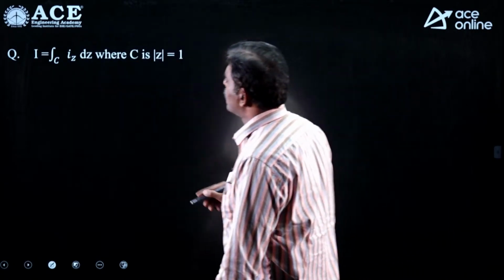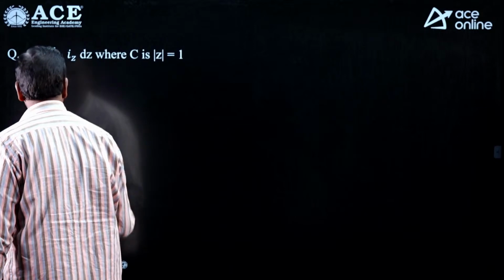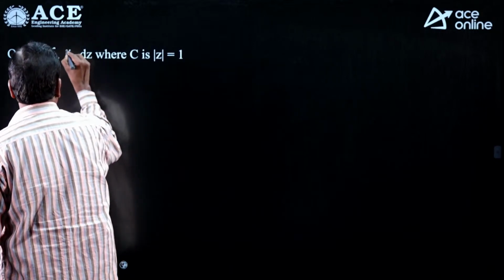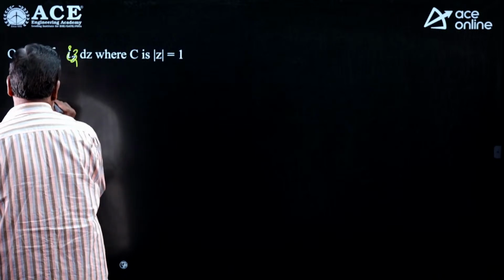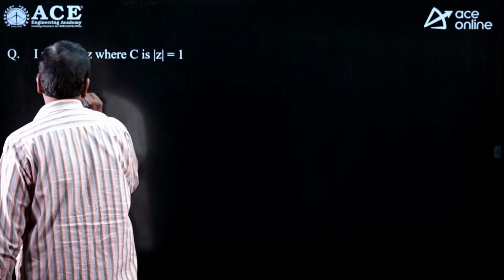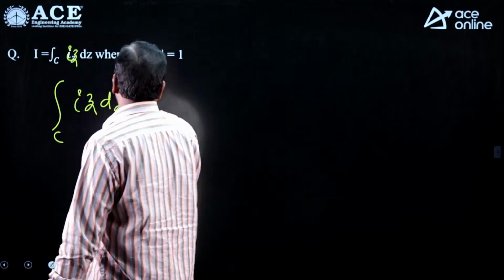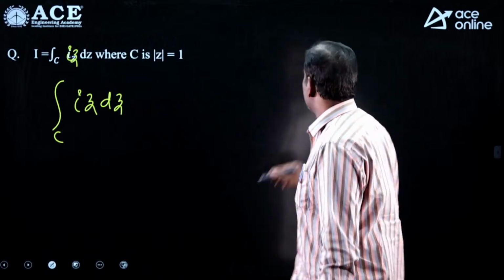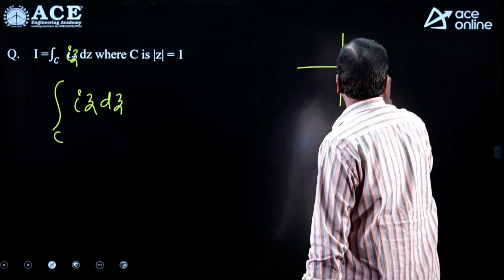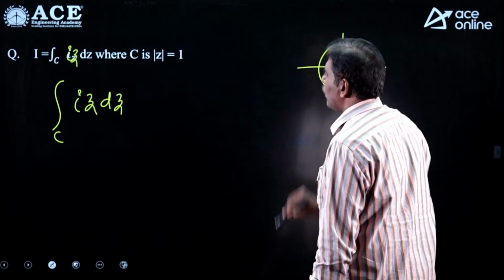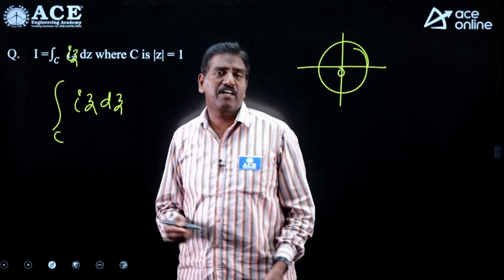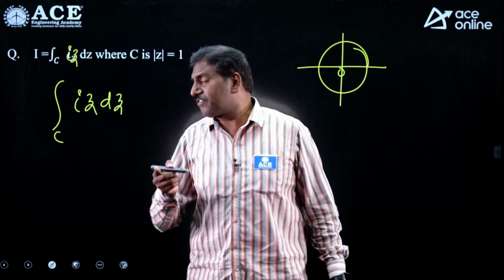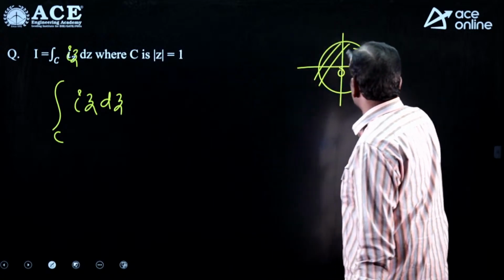Now coming to the next problem, this is a small print mistake. This is iz. The actual question is the integral over C of iz dz, where C is the unit circle. Unit circle means center 0, radius 1. Very clear. The function is an analytic function, iz is nothing but an analytic function. Okay, for an analytic function, there is no singular point inside.